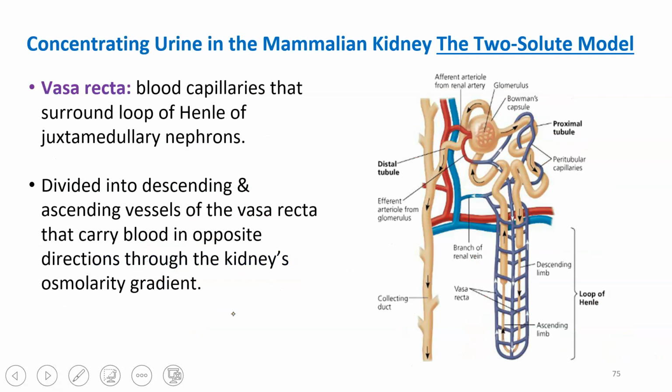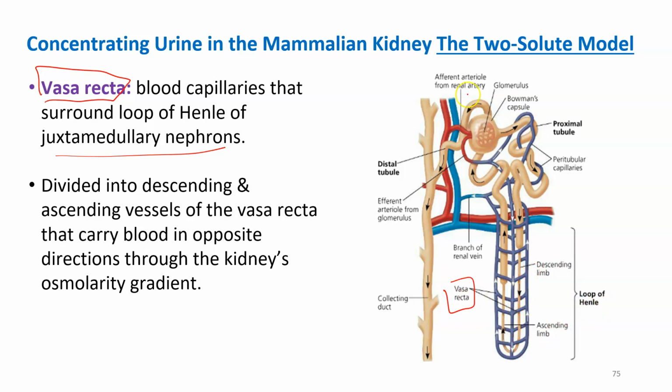Okay, so vasa recta. Vasa recta, blood capillaries that surround the loop of Henle of the juxtamedullary nephron. So blood vessels surrounding the loop of Henle, we call it vasa recta. Blood vessels surrounding the tubule at the upper region, at the cortex region, surrounding the proximal tubule and distal tubule, we call it peritubular capillaries. So you should know the names of these blood vessels.